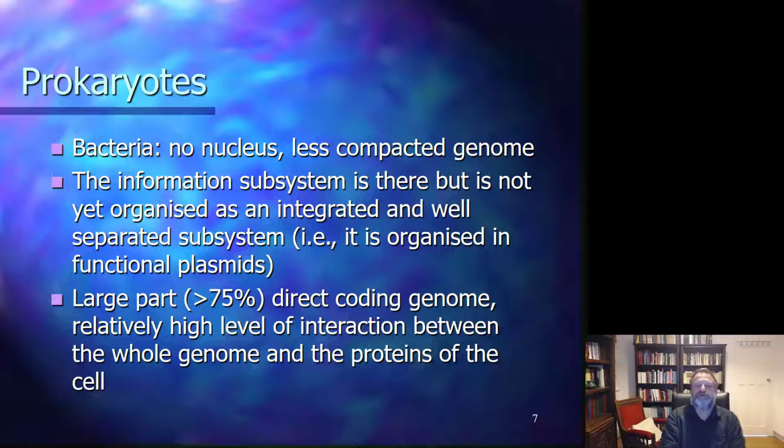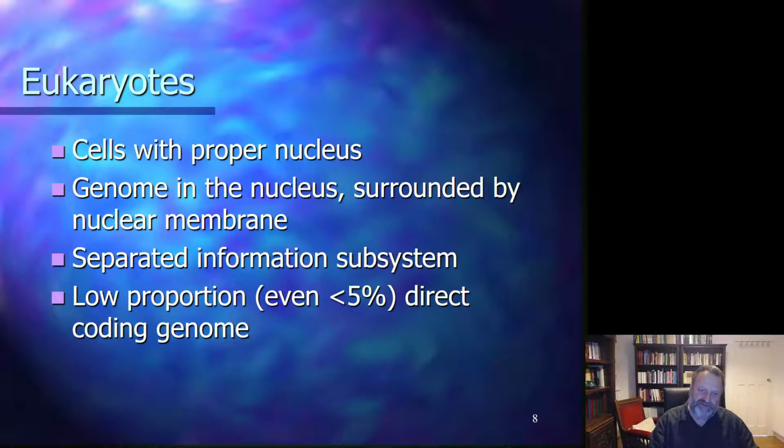Also, what we notice is that in the prokaryotes, a large part of the genome is actually a coding genome, quite often over 75% of the genome. And the regulatory component of the genome is relatively small. So there are many interactions between the DNA and proteins within the cell in general. So the information subsystem is somewhat less separated off from the cell.